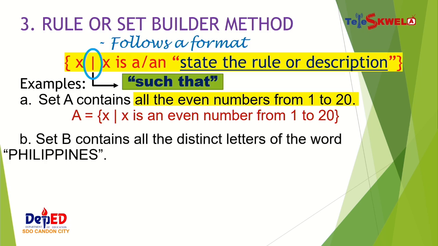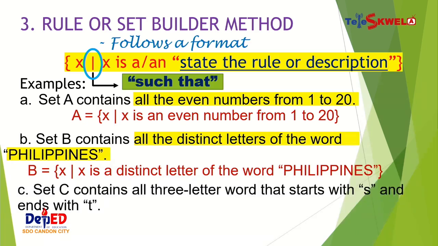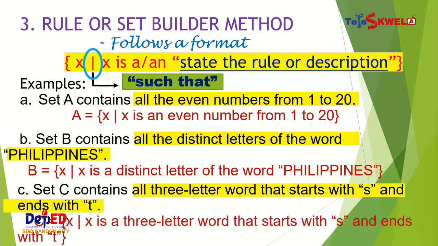Second, set B contains the distinct letters of the word Philippines. Using the rule method, we have set B is the set that contains the element x, such that x is a distinct letter of the word Philippines. Set C contains all three-letter words that start with S and end with P. Using the rule method, we have set C is a set that contains the element x, such that x is a three-letter word that starts with S and ends with P.